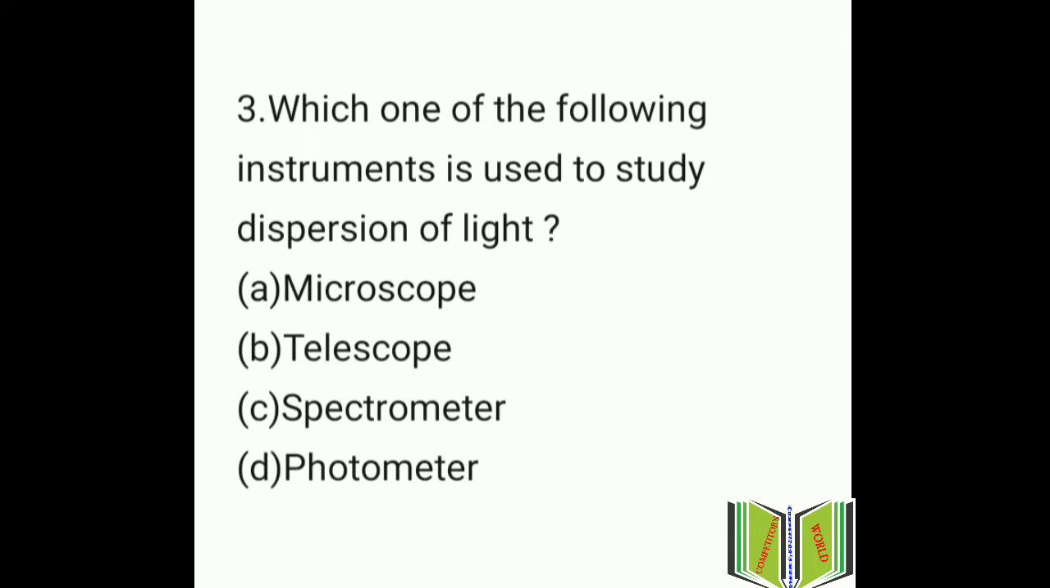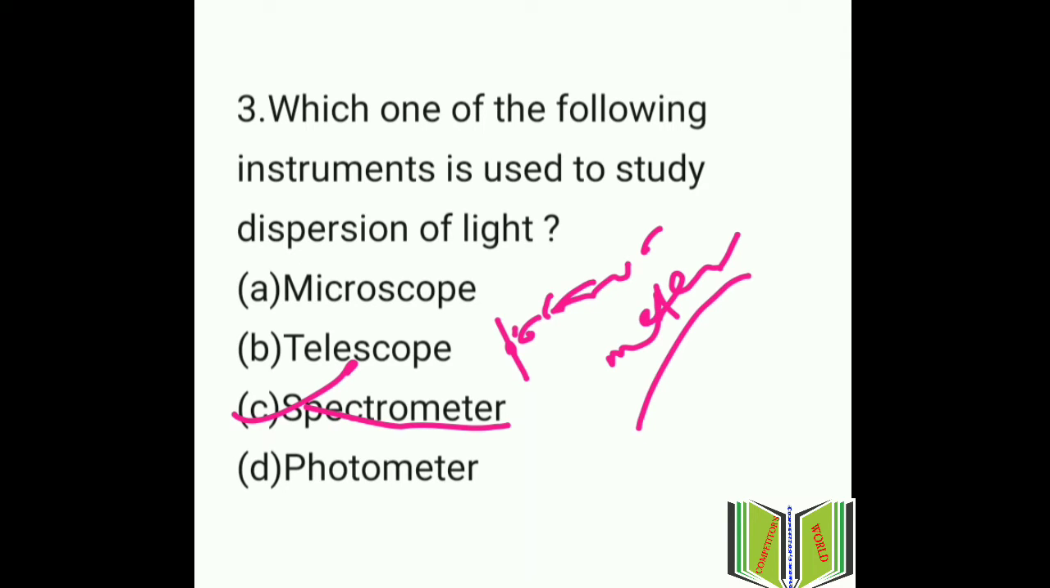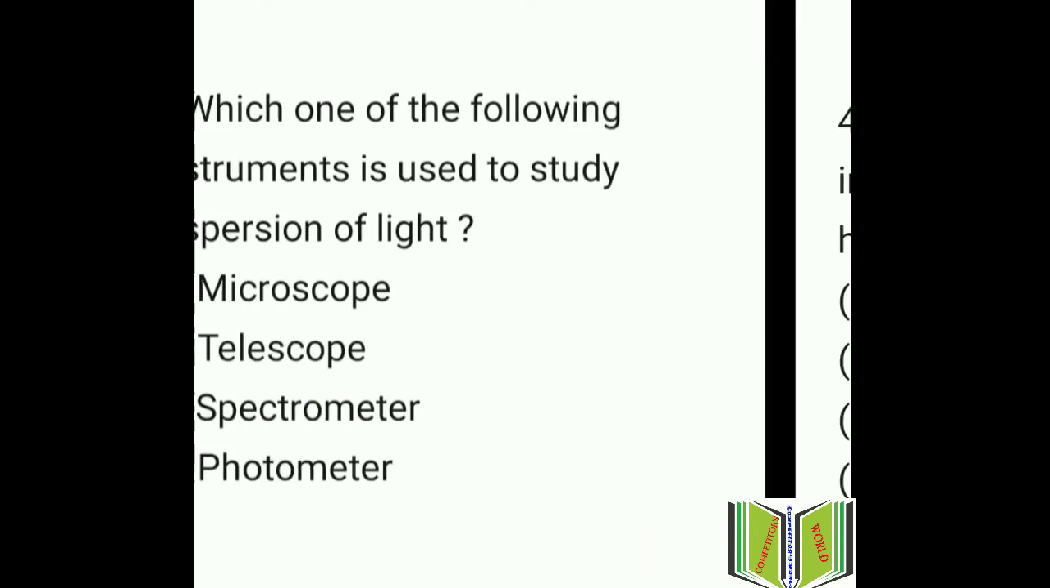Which of the following instruments is used to study dispersion of light? So this is a very important question. Option A, microscope, option B, telescope, option C, spectrometer, and option D, that is photometer. So what will be the answer here? So here the answer will be option C. Okay, spectrometer. So spectrometer is used to study the dispersion of light. And another instrument is called polariometer. So this is also used to study the dispersion of light. Clear? Move on to the next question, that is question number 4.